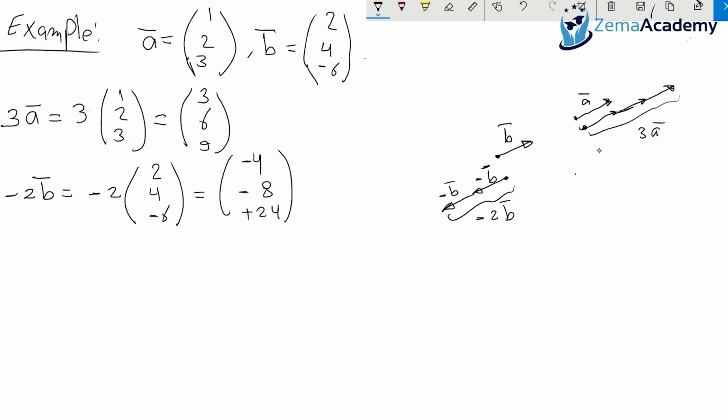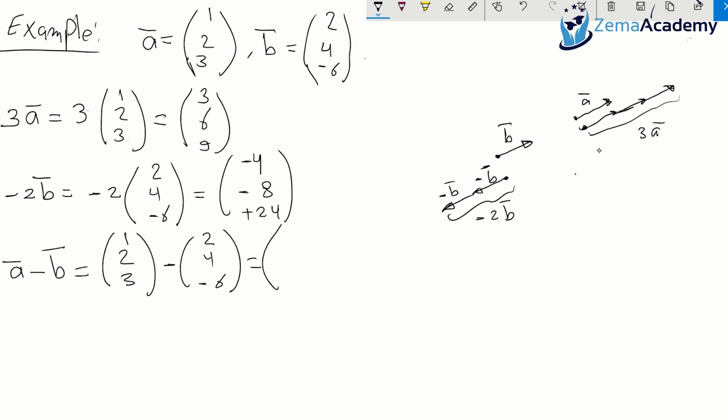Next, what is A minus B? So your A is 1, 2, 3, minus B which is 2, 4, minus 6. You subtract them. So you will have 1 minus 2, 2 minus 4, and 3 minus 6. 1 minus 2 is minus 1, 2 minus 4 is minus 2, and this will be plus 9.